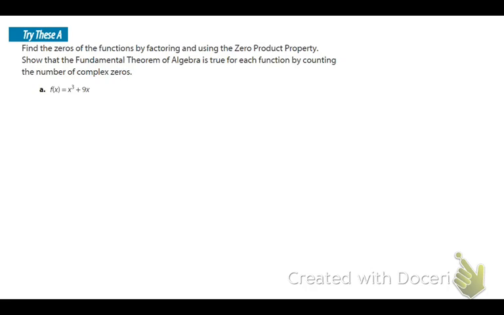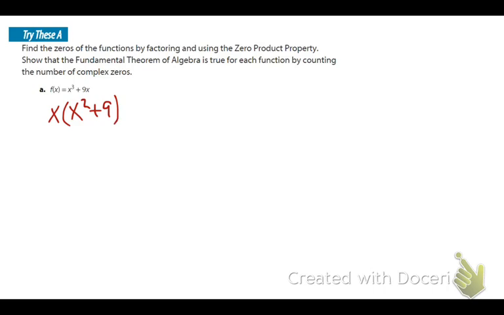What do you see here? Do we have a greatest common factor? I hope you said yes. They both contain the x, so we're going to take that out. That would leave us with an x squared plus 9.